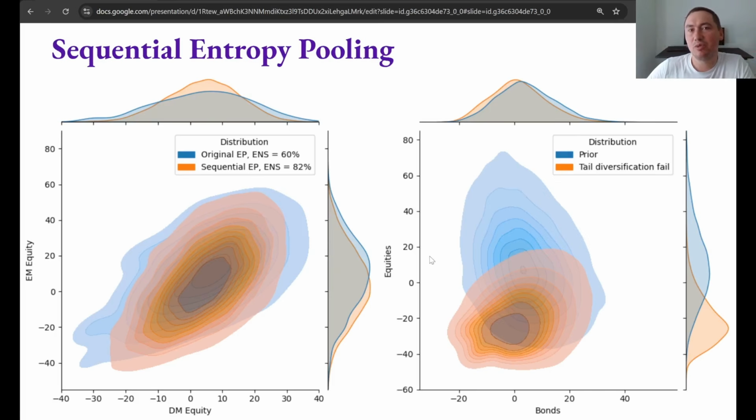With sequential entropy pooling, there are also some views that you can implement which the original method simply cannot handle. And here is one example of a tail risk diversification fail scenario. This is something that we will talk a lot more about later in the book, when we start talking about risk management and tail risk hedging and a clever approach for doing that.